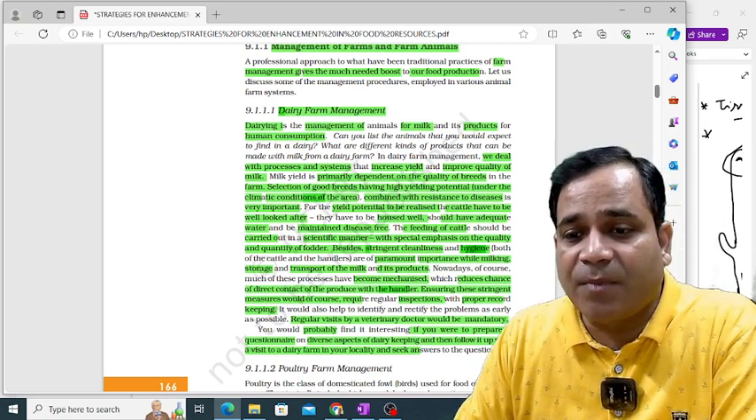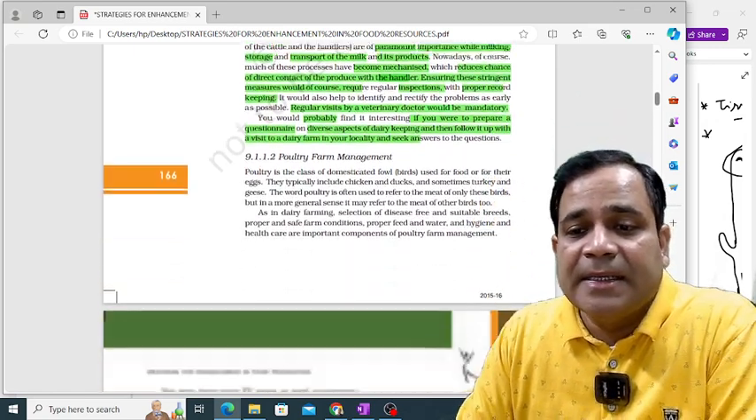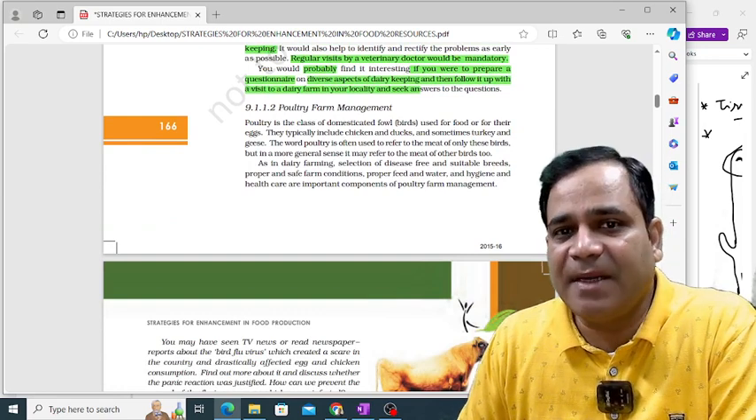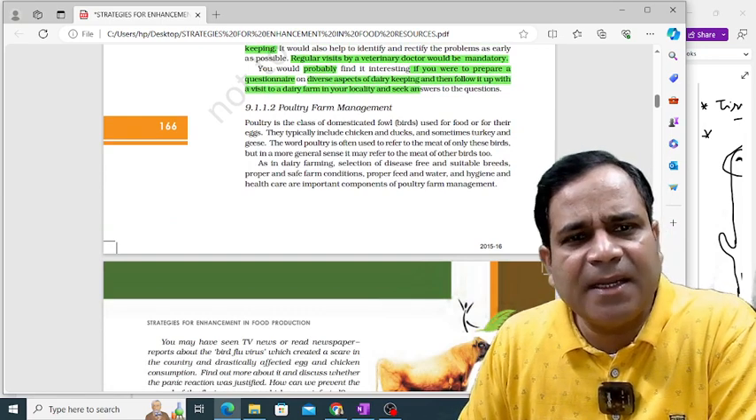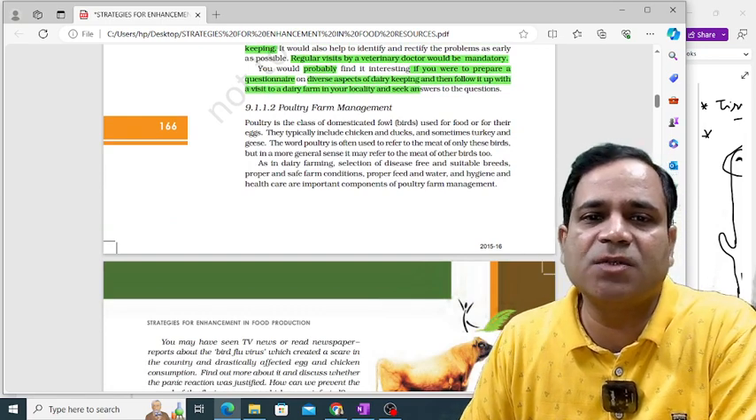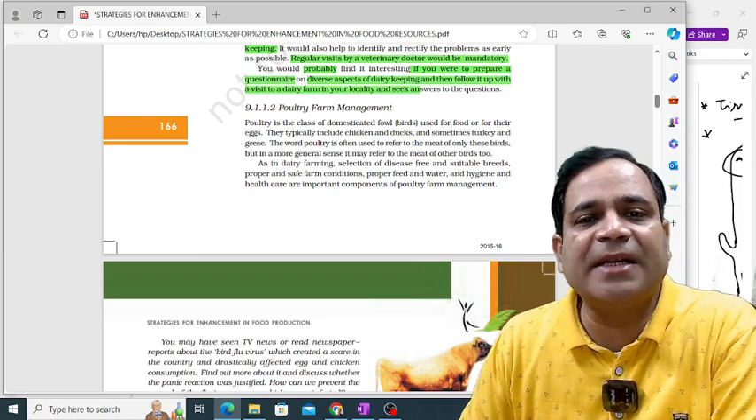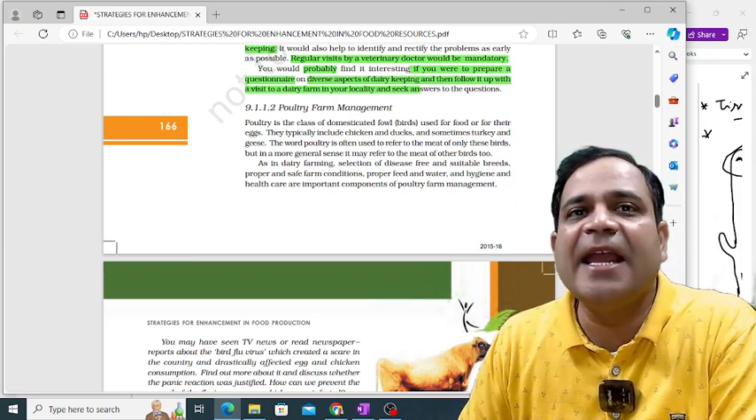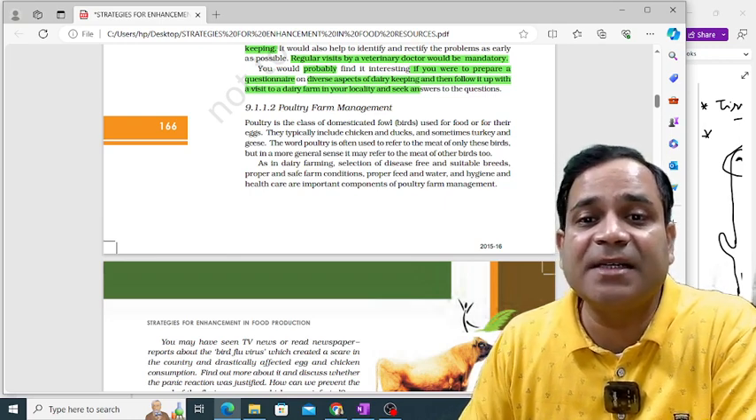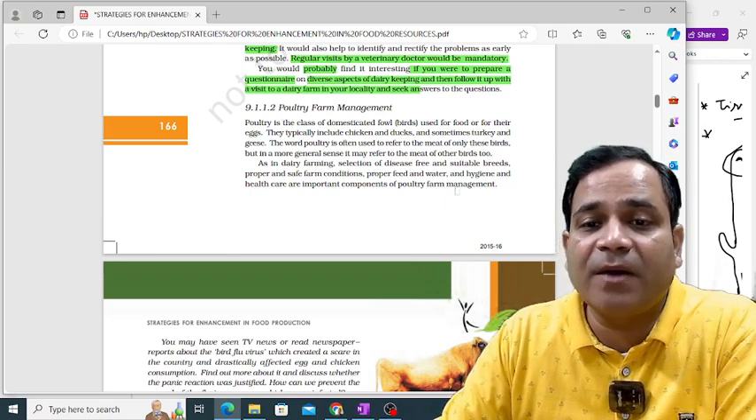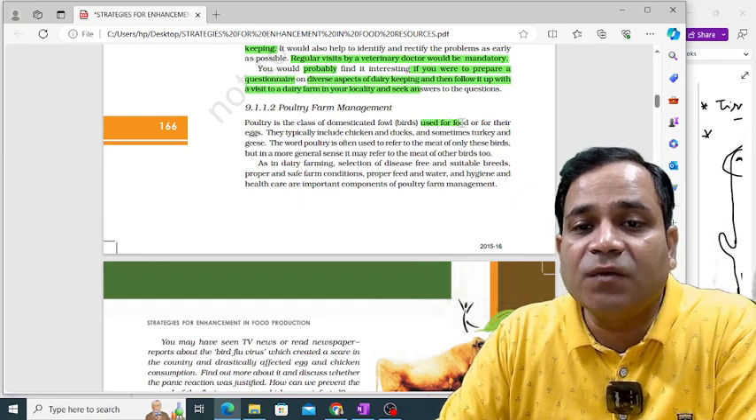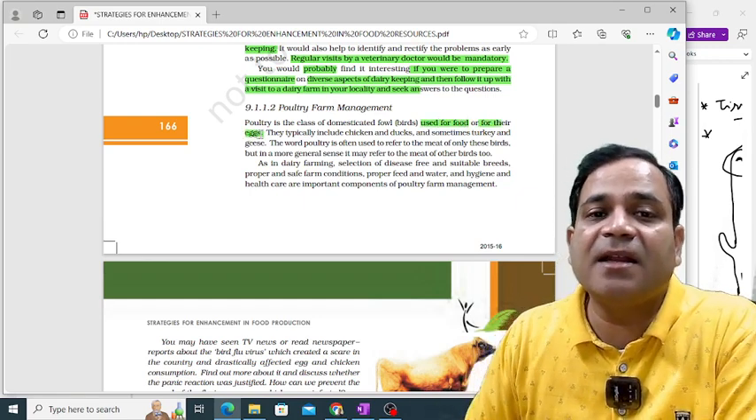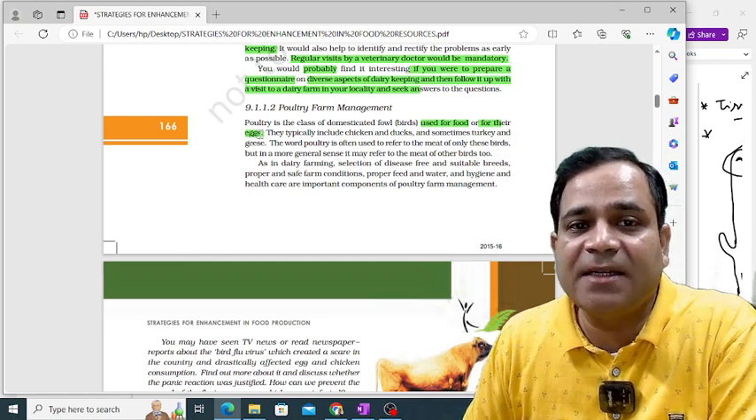So this one is very important to know. Now, the next thing that is important to understand here is poultry farm management, my dear. Do you know poultry farm management? Yes, sir. Poultry farm management is so simple. It means the domestication of fowl, that is birds, used for what purpose? Food or their eggs, my dear. Right? So if anybody asks you about poultry farm management, then what do you say?